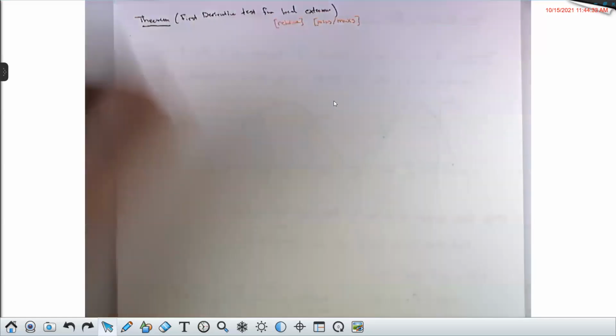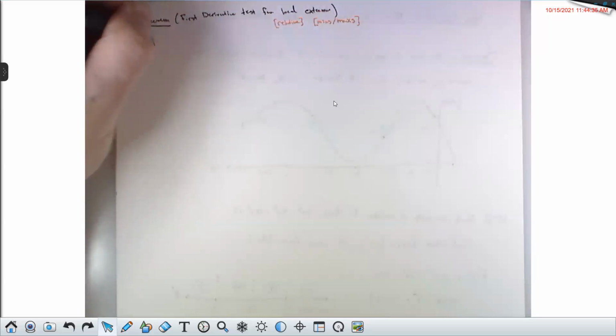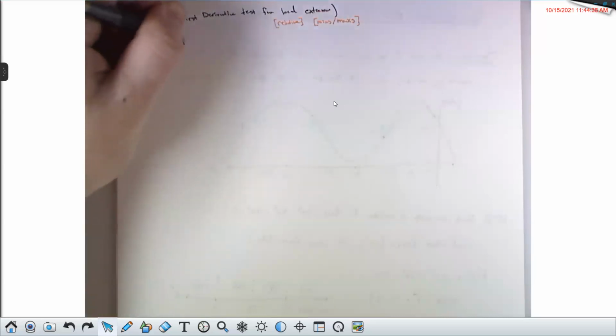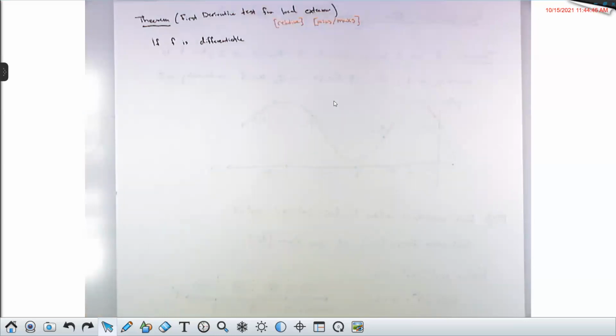All right, so what does this say? This says if f is differentiable, and I'm saying differentiable full stop, differentiable everywhere.